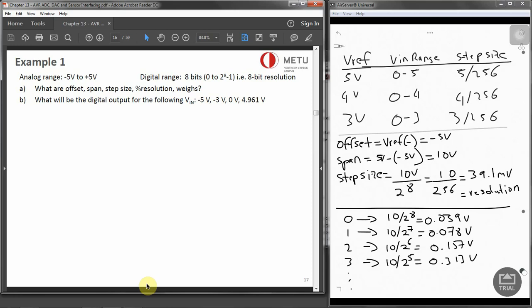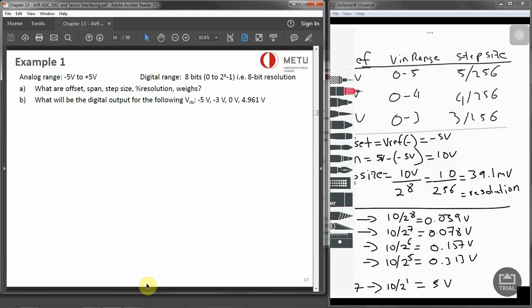So this is actually showing us the weights of each of them, and it can go up to 5 volts in the end. So for the 7th one, that's going to be 10 over 2 to the power 1, which is equivalent to 5 volts. So this is how we can calculate the weights for it.